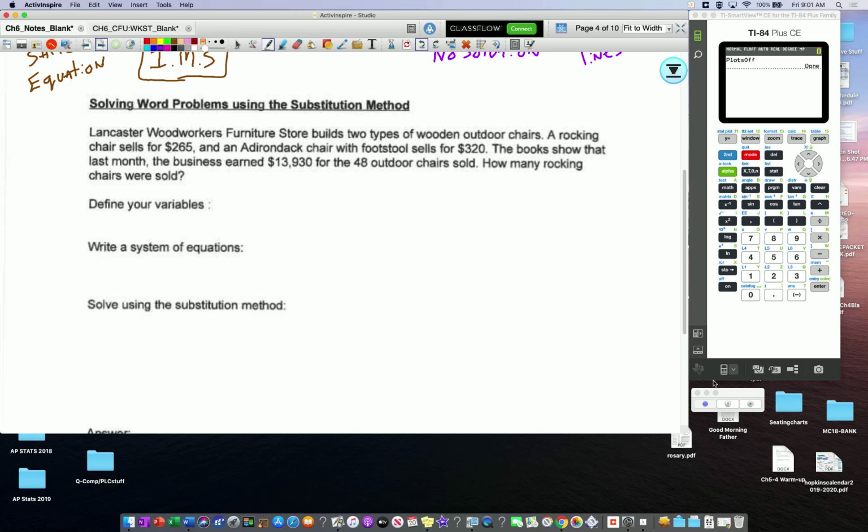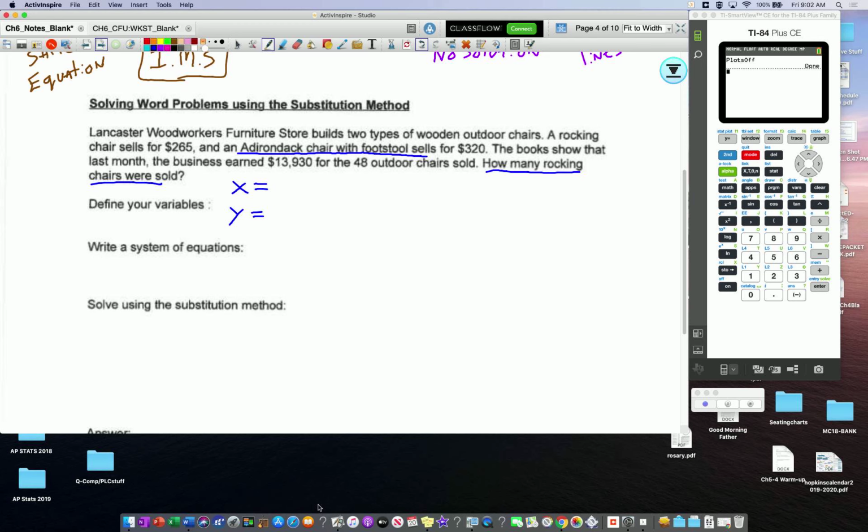Wow. How do we go about answering a question like this? So notice how I have things laid out here for us. The first thing it says, define your variables. Here it says how many rocking chairs were sold, but we also were making Adirondack chairs with footstools. So we need to define those variables. In these problems, you'll always have 2. And I always like to use x and y, but technically you can use whatever letters you want.